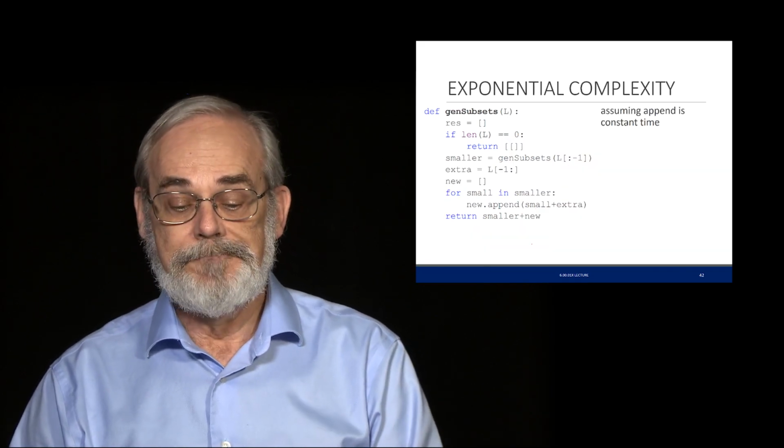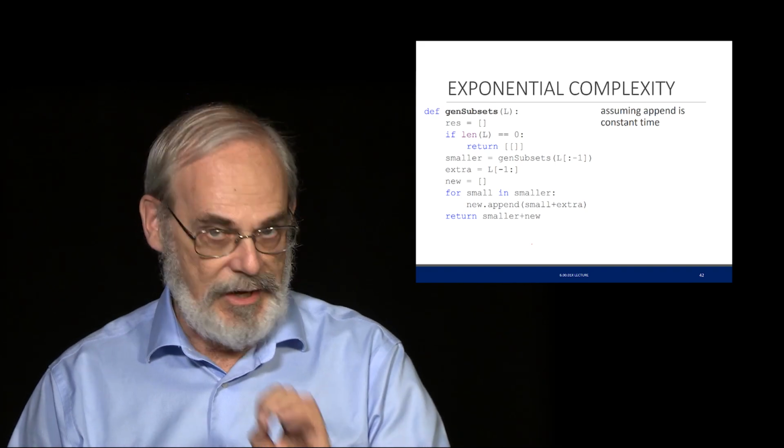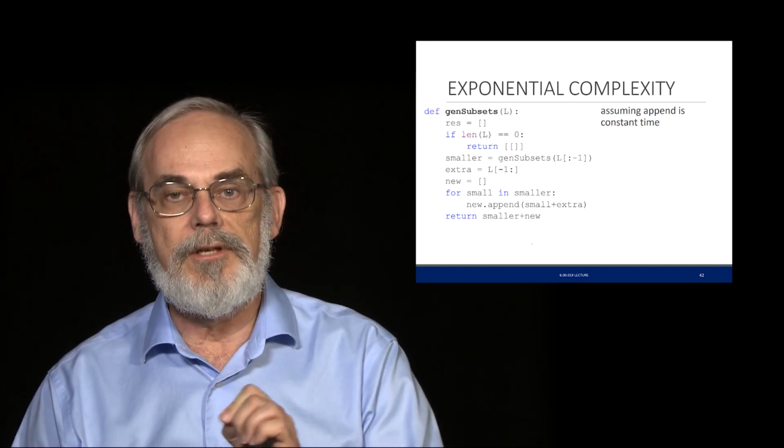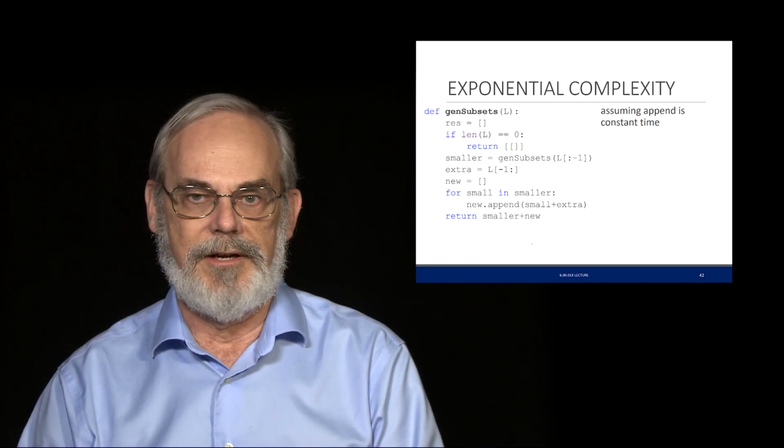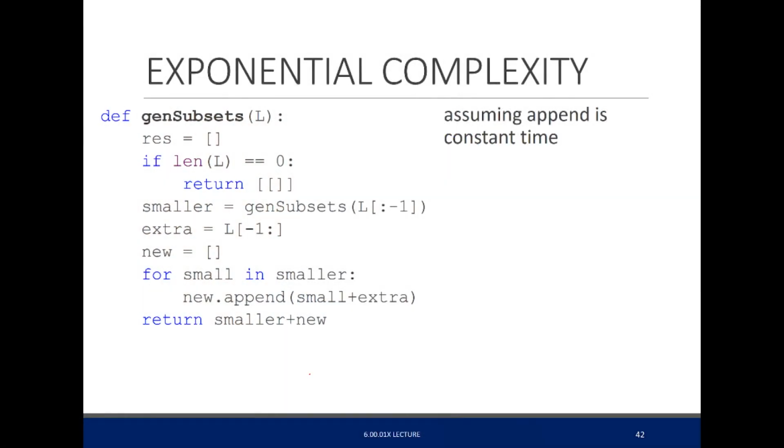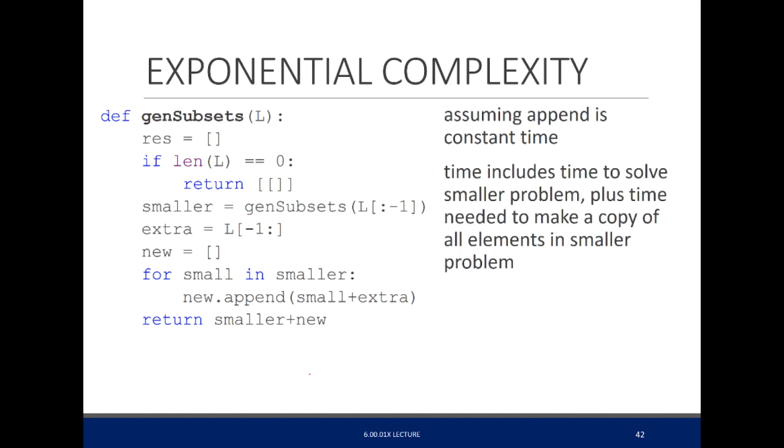So there's my code. I'm going to make an assumption. It's actually a very reasonable assumption that I can do the append operation in constant time. That simply says I need to know where the end of the list is without having to walk down the list, and that in fact happens in Python. So what does the analysis now say?